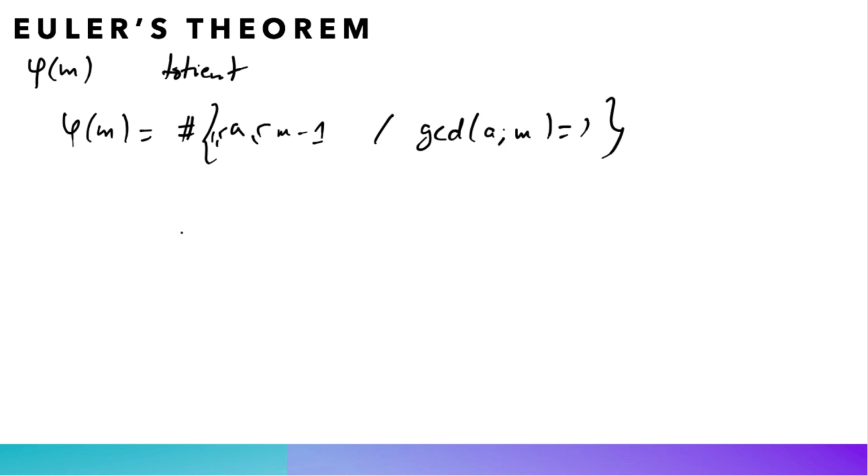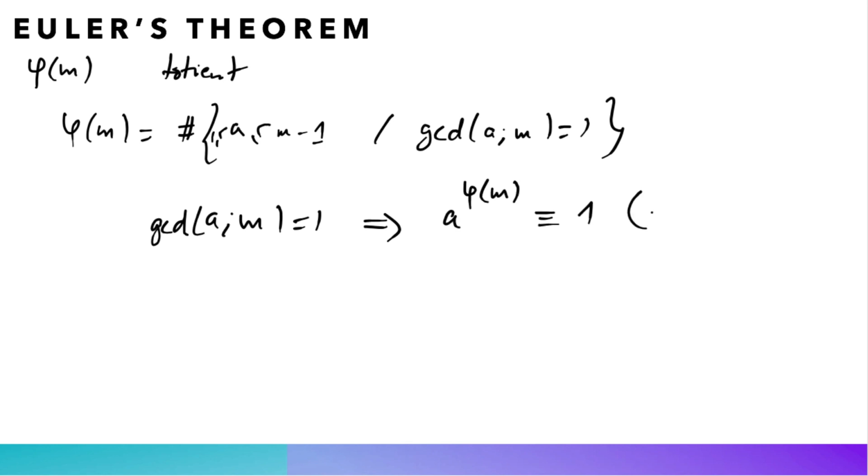Then Euler's theorem states that if the GCD of a and m is equal to 1, then one can deduce that a powers phi of m is congruent to 1 modulo m. Why is this a generalization of Fermat's little theorem? It is because if m is a prime number p, then phi of m is equal to p minus 1. And this is because the GCD of a and p, for p a prime number, is always equal to 1 if a is between 1 and p minus 1.